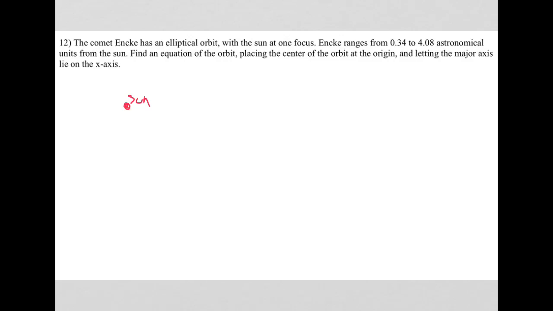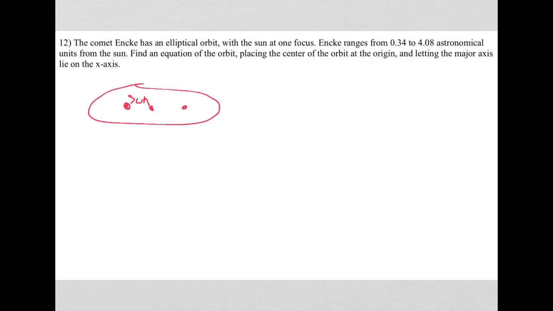Here's the sun at a focus. Here's the comet going around. That looks really bad, so let's redraw that. Boom. There's the comet going around. It's going to have another focus over here. It's maybe not a special point like the sun, but it has a focus. And then we have some center there in the middle.